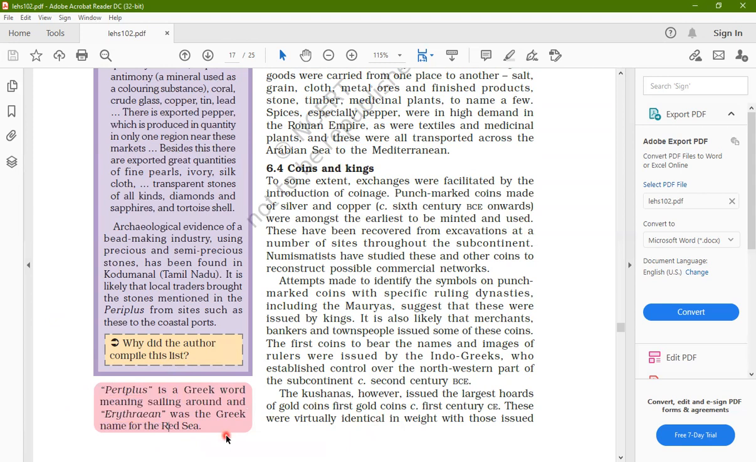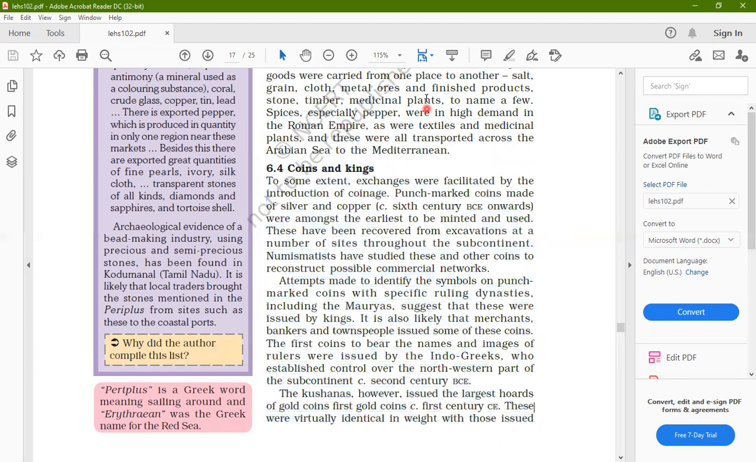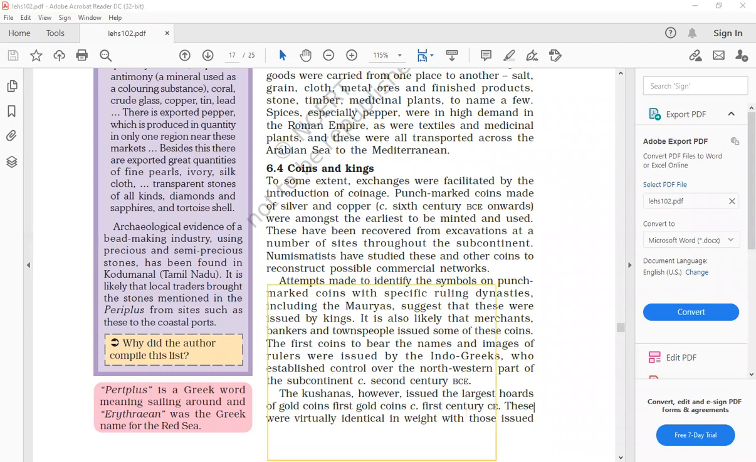Now we have a very important topic, that is coins and kings. The whole paragraph I can't mark, but it is very important. So let me just mark which box is very important for you. This box, if you can see, is very important for you.